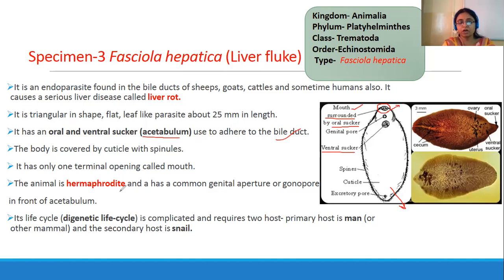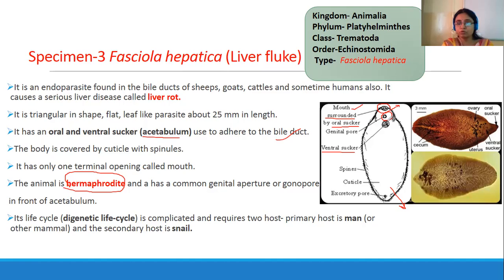Fine. And this animal is a hermaphrodite animal, meaning both the sexes, male and female sex organs, are present inside the same animal. And it also has a common genital aperture. Here you can see the common genital aperture or the genital pore, in front of this acetabulum or the ventral sucker.